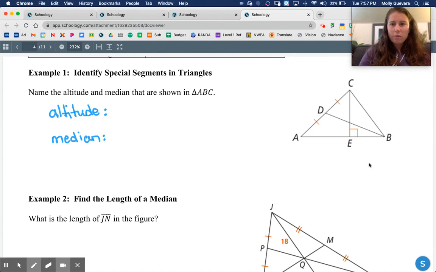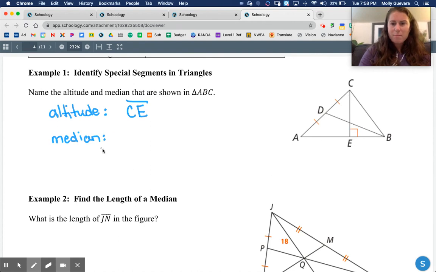All right, so hopefully we looked at this and maybe we looked up in the back of our packet to see which one was which again. But the altitude, hopefully we found, was CE. So the altitude is always going to go from a vertex to the opposite side perpendicular. So it's always going to be perpendicular. It's not a perpendicular bisector, right? It's not saying that EB and AE are the same length. It's not bisecting it, but it is perpendicular to the opposite side.